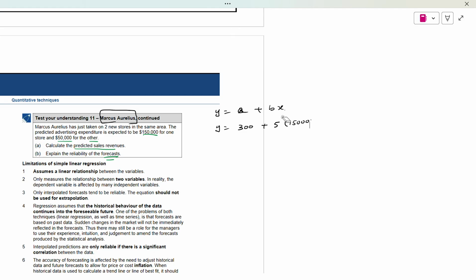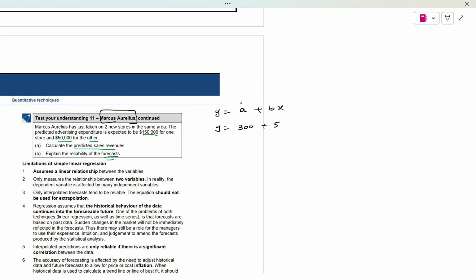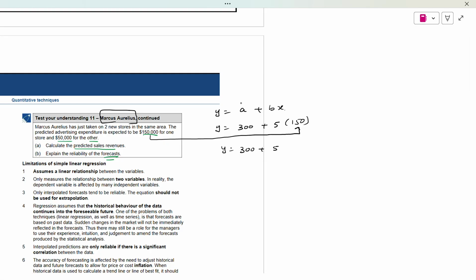Why is it 150,000? 150,000 is this one. Yes, but what about the other 50? This is the second option. Again, Y equals 300 plus 5 times 50. Are you clear about this? Yes.